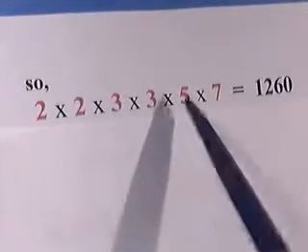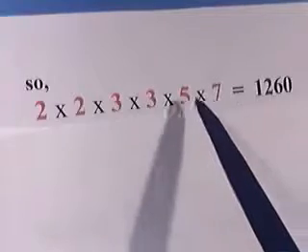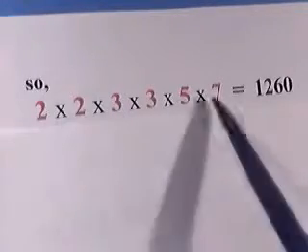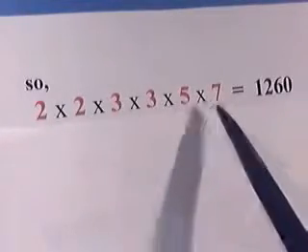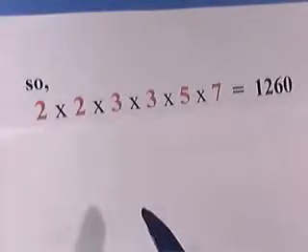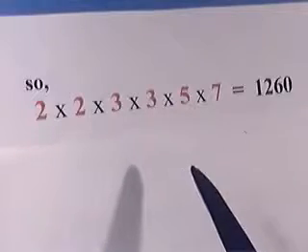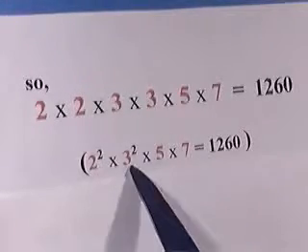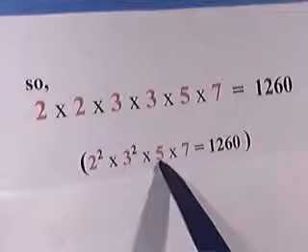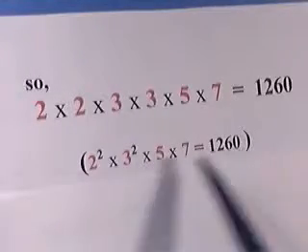2 times 2 times 3 times 3 times 5 times 7. These are all prime numbers, and they are all factors of this. Sometimes you see this written, because you've got 2 times 2 and you've got 3 times 3, in a shorthand form of 2 to the power 2 times 3 to the power 2 times 5 times 7 equals that.